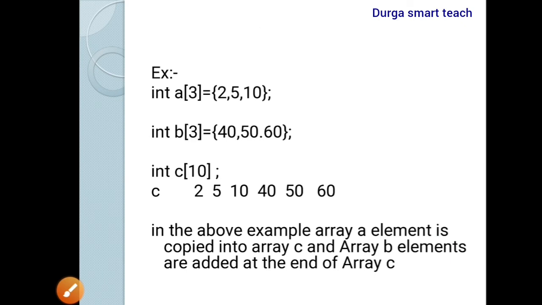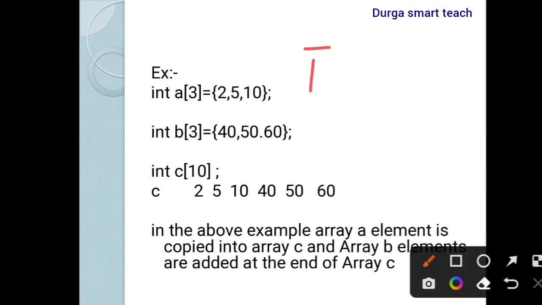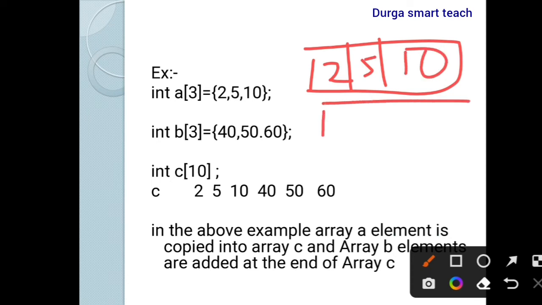Let's see the example. Here the first array contains 2 5 and 10. The second array contains 40 50 and 60. I am taking one more array, and the size of this array is the maximum when compared to the first array and second array, because this array contains all the elements of the first array and the second array. That's why the size of the array should be more than the first and second arrays.